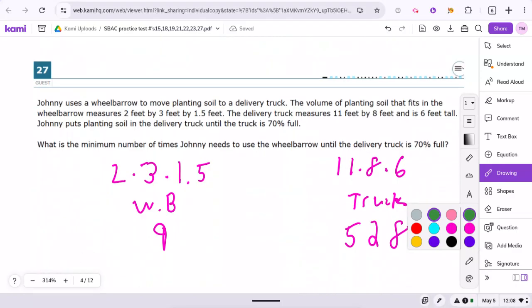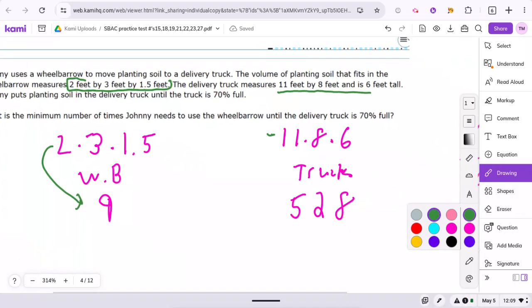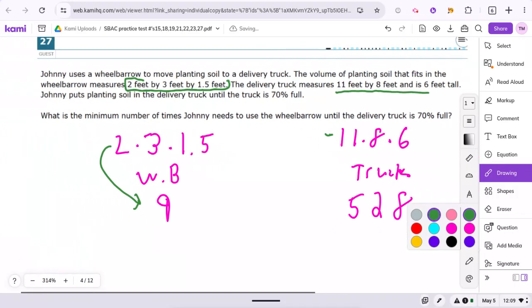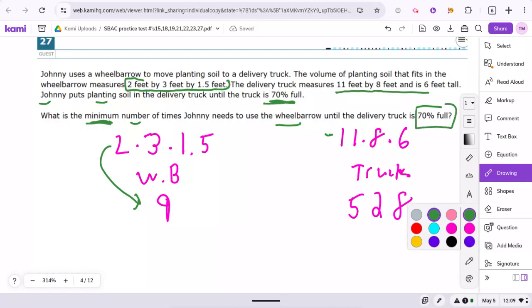And then for the last one, I put in down here the dimensions of the wheelbarrow, and if you multiplied those together, you'd get a volume of 9. And then the delivery truck, 11 by 8 by 6, is here. That volume would be 528. Now, they want to put planting soil in the truck until the truck is 70% full. So this will be the minimum number of times that somebody can use the wheelbarrow to get it 70% full.